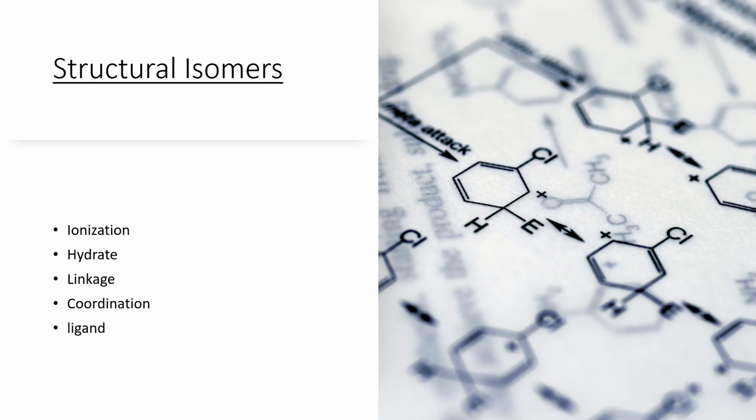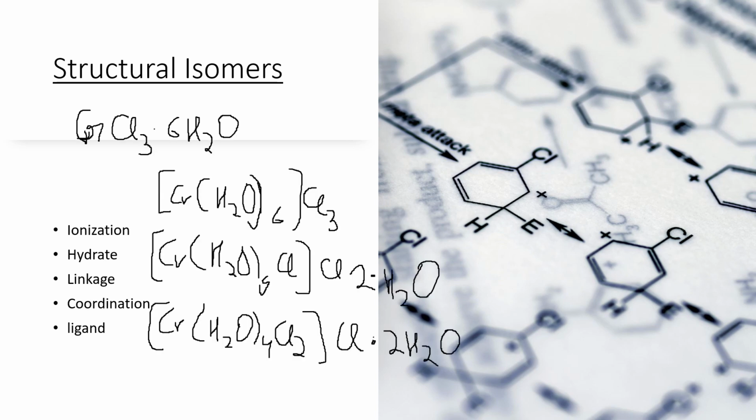Now moving on to hydrate isomerism. In hydrate isomerism, there's a difference in the water molecules. Again, let me write down an example. Yeah, so I've written down an example, that's CrCl3.6H2O. Now this can be written in three forms. The first structure can be [Cr(H2O)6]Cl3, where the Cl3 is outside the bracket.